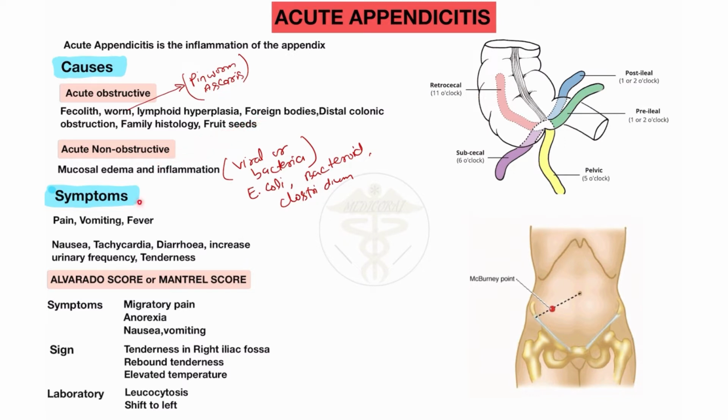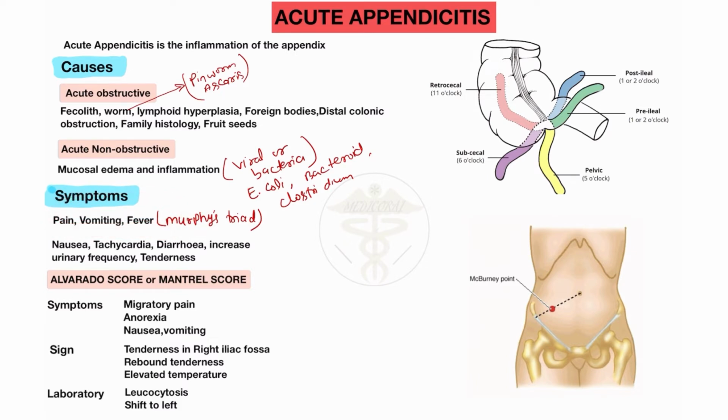What are the symptoms? In acute appendicitis, you will see pain, vomiting and fever. These are the main symptoms in acute appendicitis. In mostly 80% of people, you will see these three symptoms. These three symptoms are also called Murphy's triad. Mostly these symptoms appear in most patients of acute appendicitis.